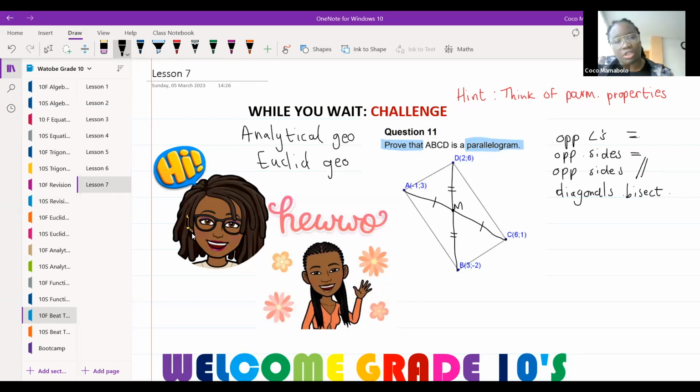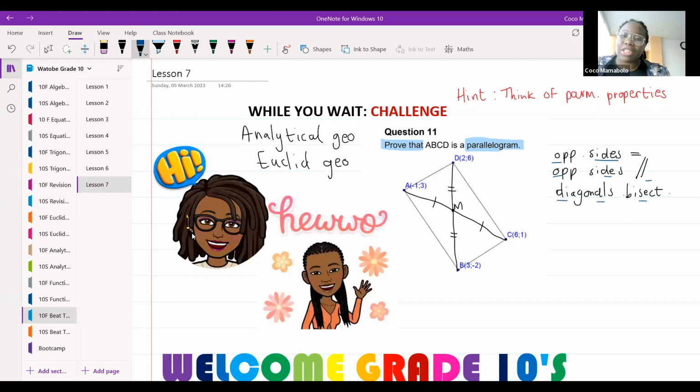So now we're going to try and use analytical geometry to solve this Euclidean geometry problem. Now, I already know that opposite angles being equal isn't going to work because we don't have any angles. But we can use the fact that the opposite sides need to be equal to prove that it's a parallelogram, or we can prove that the opposite sides are parallel, and we can prove that the diagonals bisect.